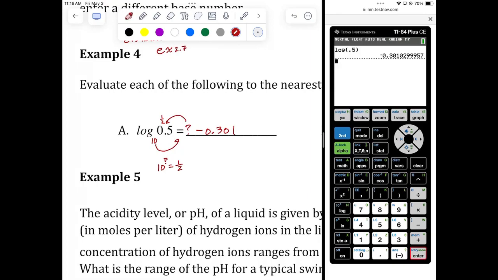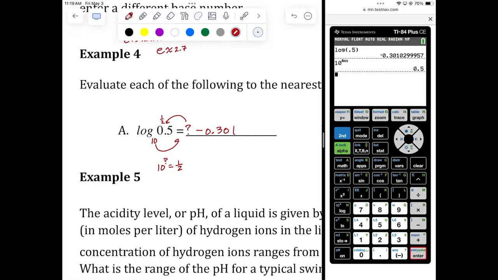If log base 10 of 0.5 is negative 0.301, then 10 raised to that power, you can recall the answer by hitting second negative. You see the little answer key on the negative button down on the bottom right? You can raise it to that answer with all the decimals, and what should we get when I hit enter? Do I get 0.5? It works.